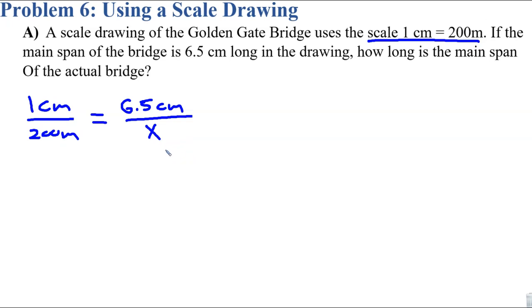And then once again, solve the proportion. We can just cross multiply and divide. x times 1 is just x, is equal to 200 times 6.5, the other cross product, which is 1,300. All right, so we can say 1,300 meters long.